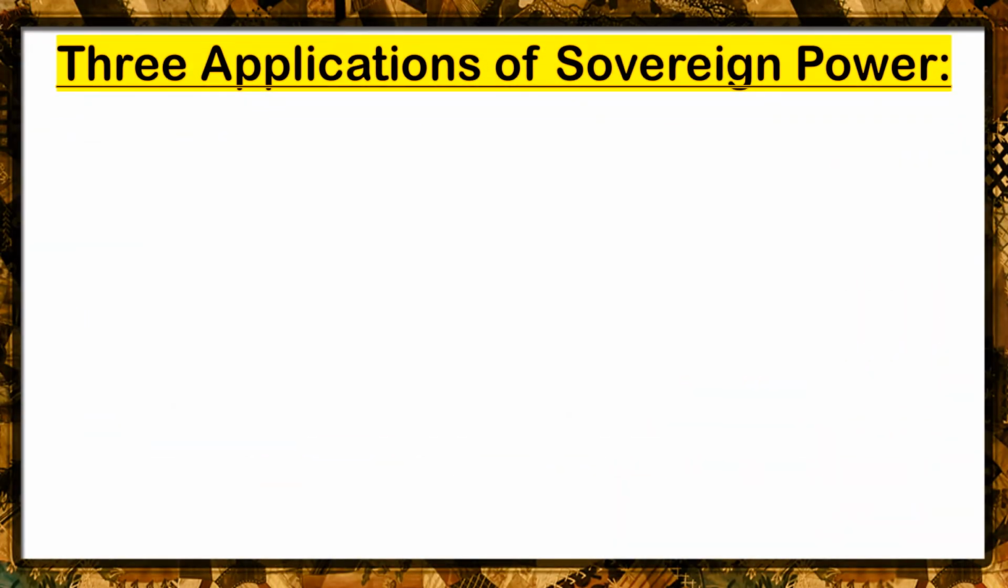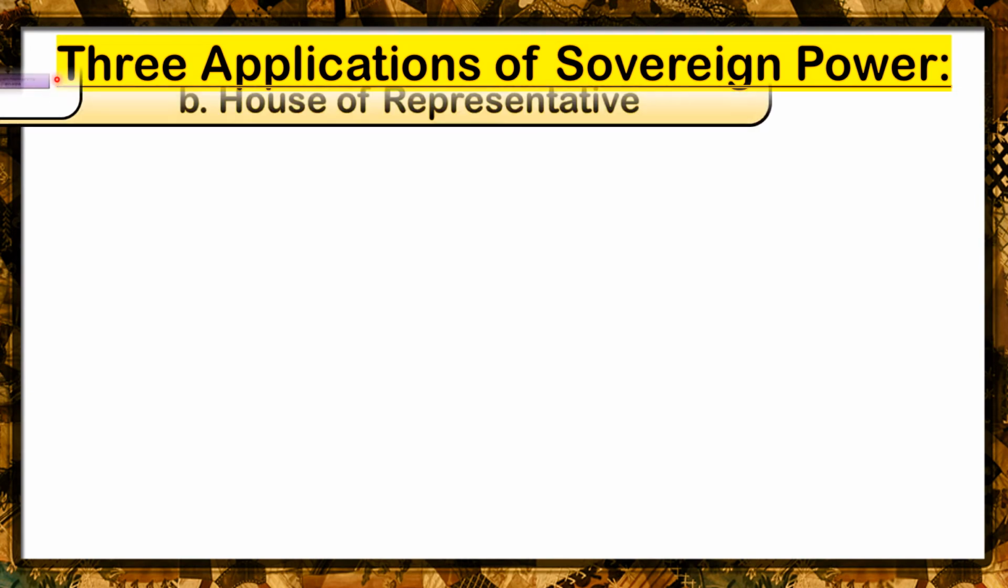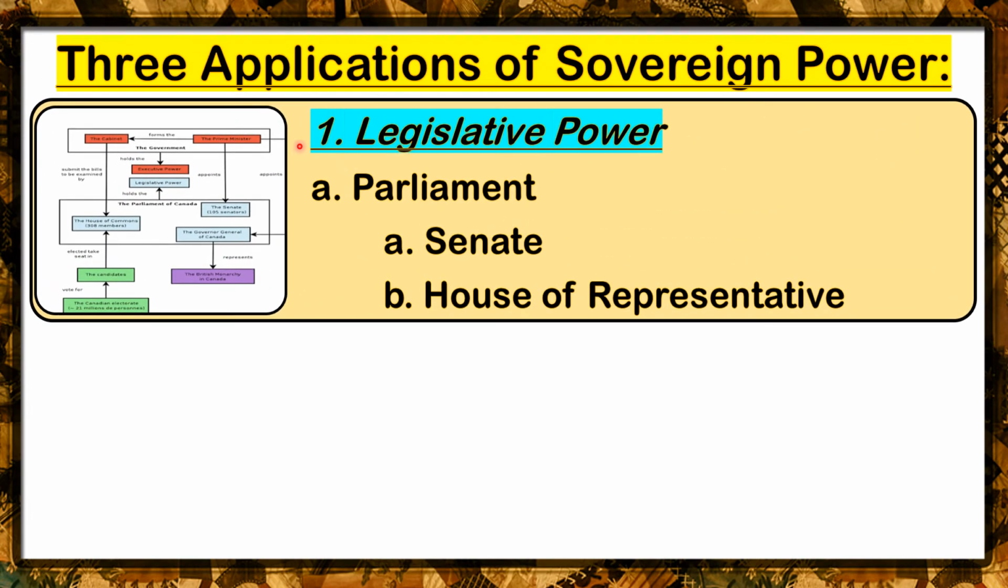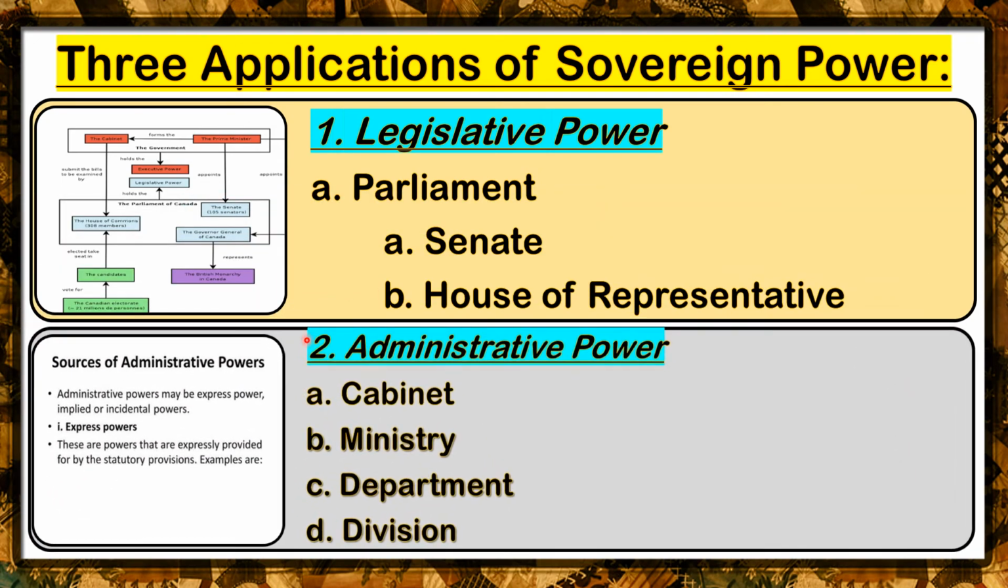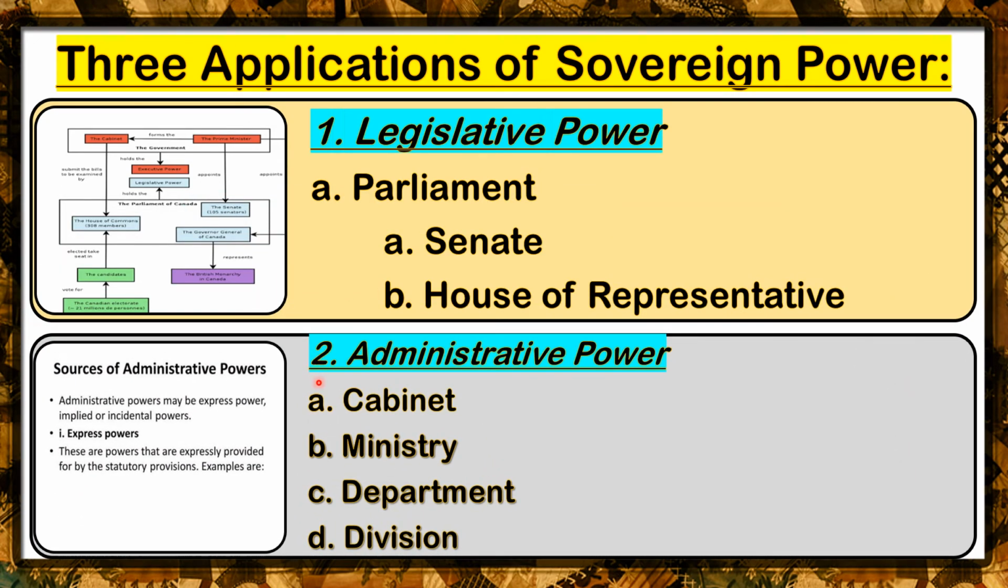Now, class, let us proceed to the three applications of sovereign power. The first one is legislative power, and the people working under legislative power. Letter A, parliament. Who are the people under parliament? We have the Senate or senators and the House of Representatives. And these people are voted and elected by citizens. The second one, we have administrative power, and the people working under administrative power are the cabinet members, ministries, departments, and divisions.